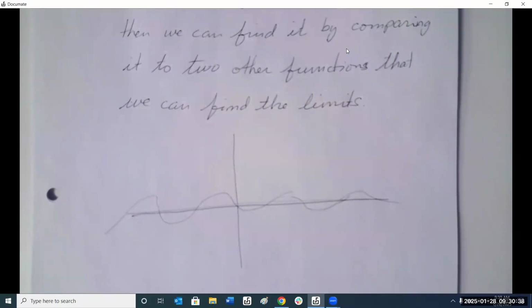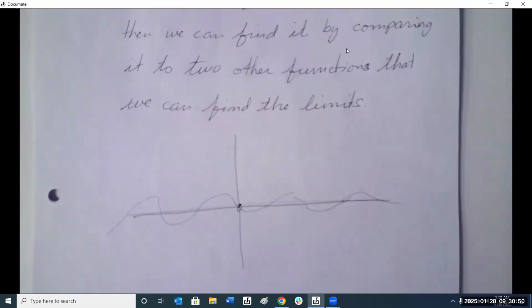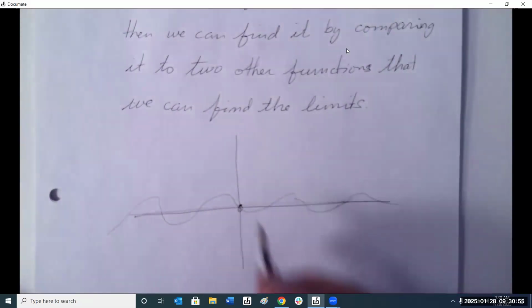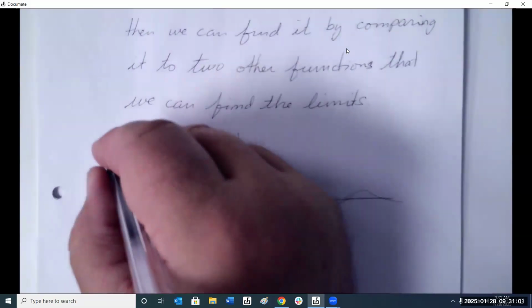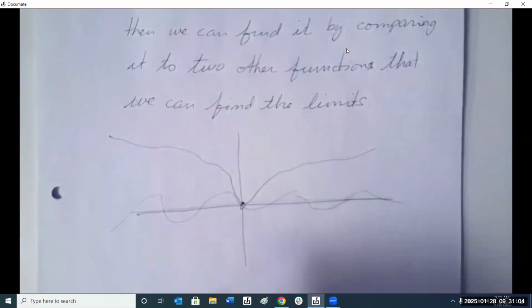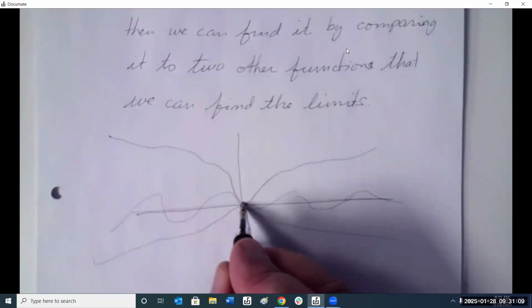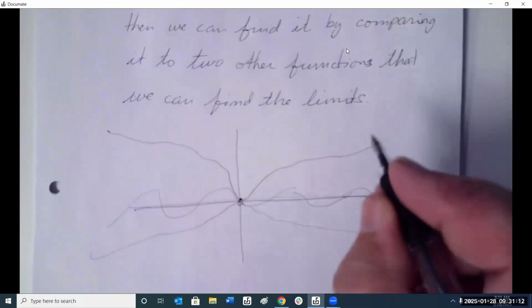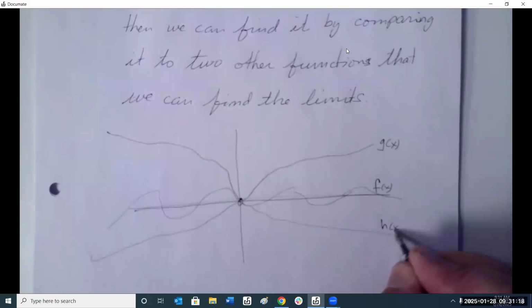We have some function like that. We don't know what happens at some value c. All right, so what we're going to do is find two functions whose limits we know at that point. One's going to be above it, and one's going to be below it. But they both have the same value there. So this is my f of x, this is g of x, and this is h of x.